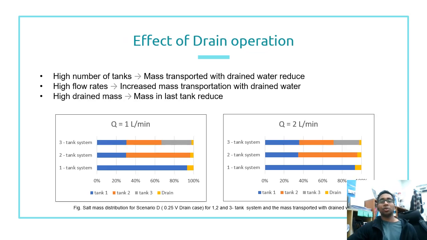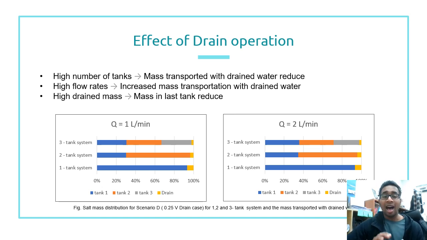Now let's move into the drain operation. As you can clearly see, when compared to the overflow operation, drain operation is not that effective to remove a soluble contaminant. And with a high number of tanks, again, the mass transported with the drain has reduced because easily the pollutant gets carried on to the second tank and the third tank, and vice versa.